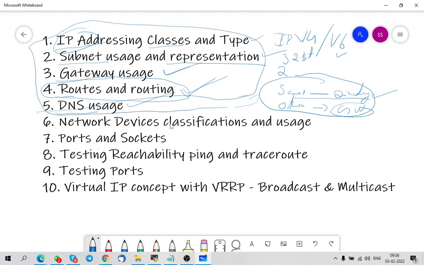Okay, so now we will go to the network devices. There are 4 types of network devices.